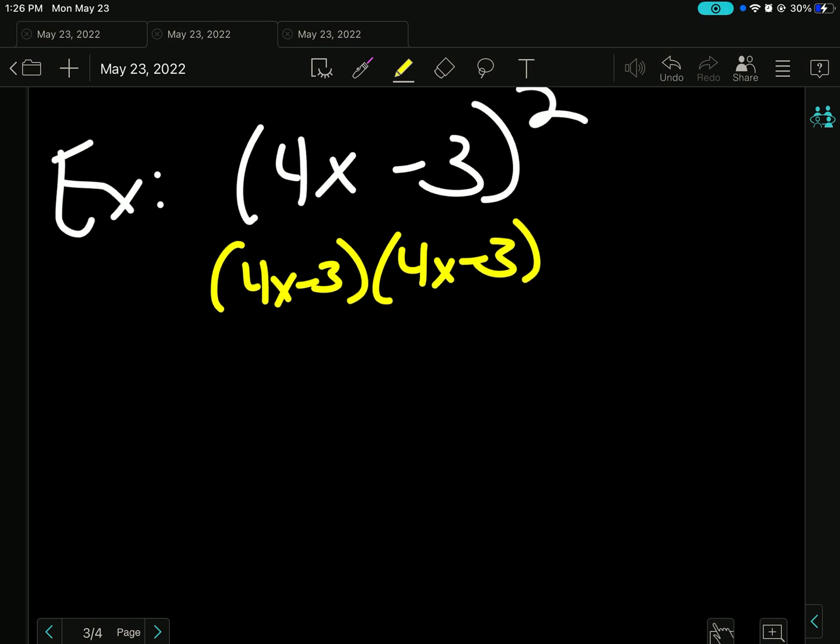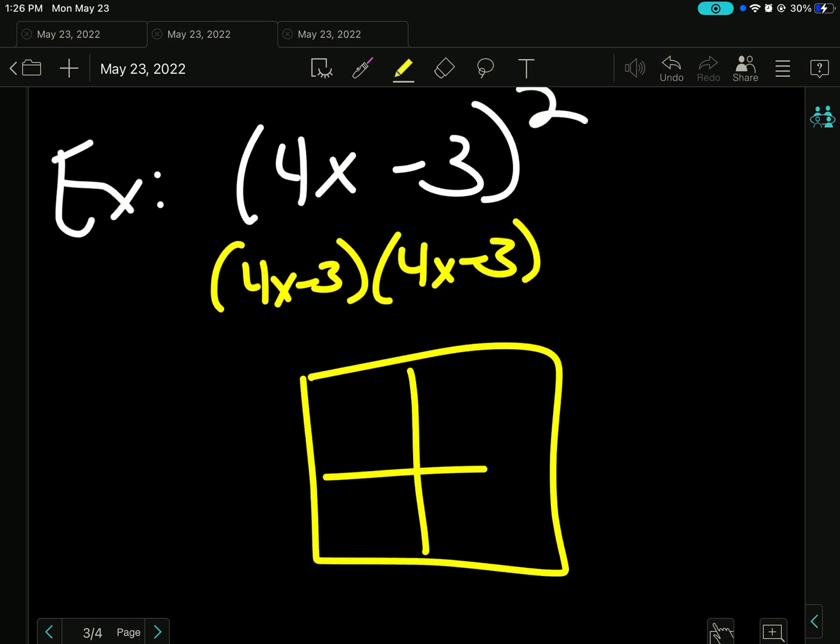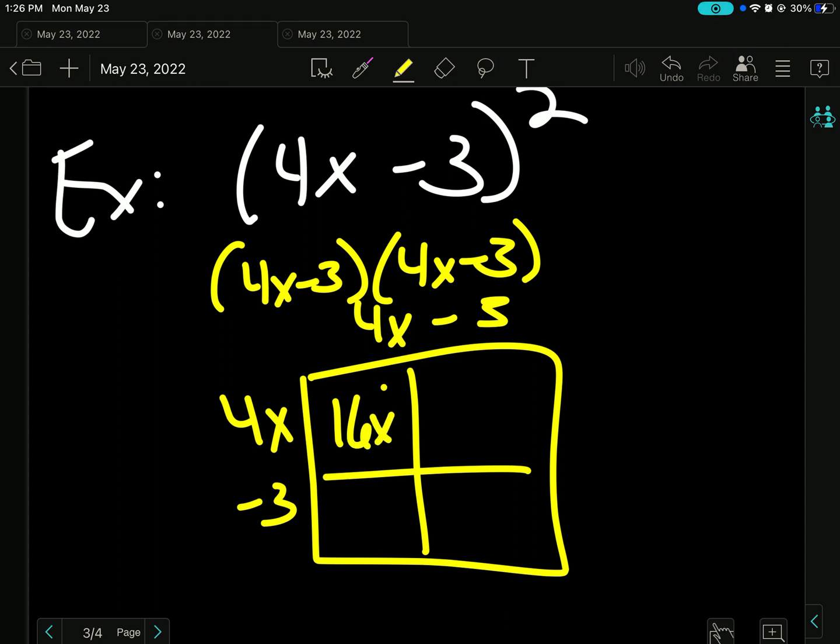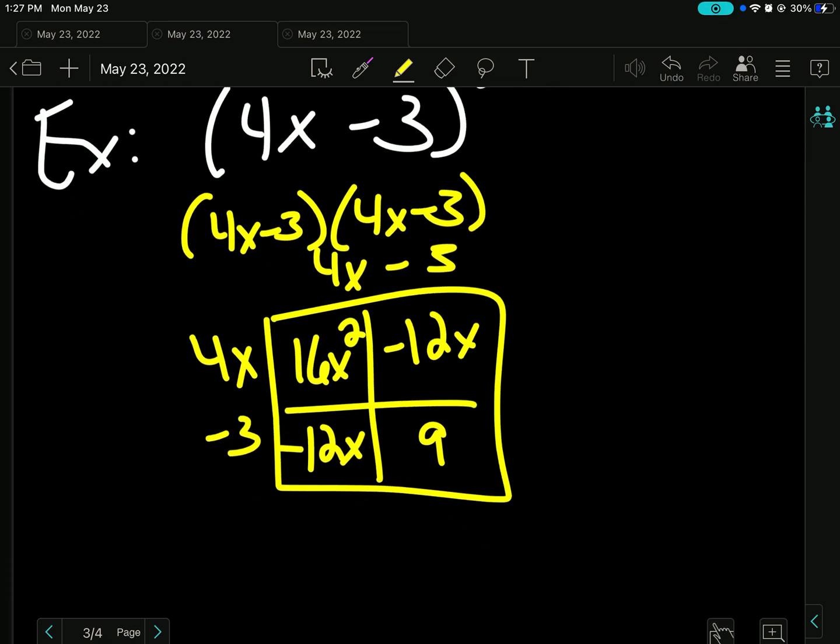And then I know I need to do my box method because I'm multiplying two expressions. So we'll have 4x minus 3, 4x minus 3. Okay. So 4x times 4x is 16x squared because 4 times 4 is 16 and x times x is x squared. Negative 3 times 4x is negative 12x, which we will get the same right down all over here because it's the same numbers. And negative 3 times negative 3 is a positive 9.